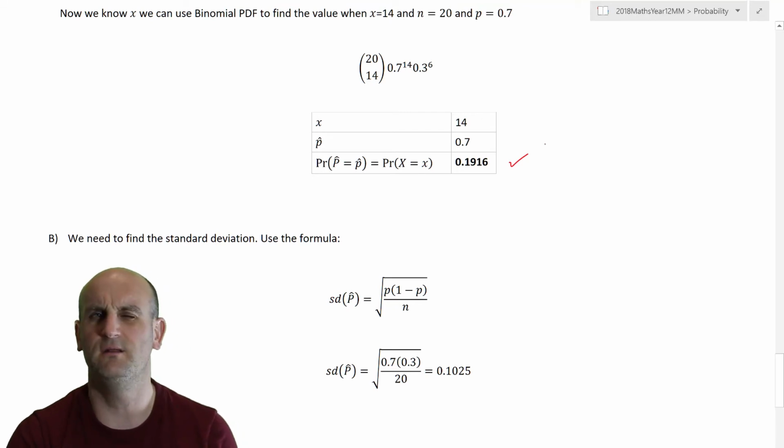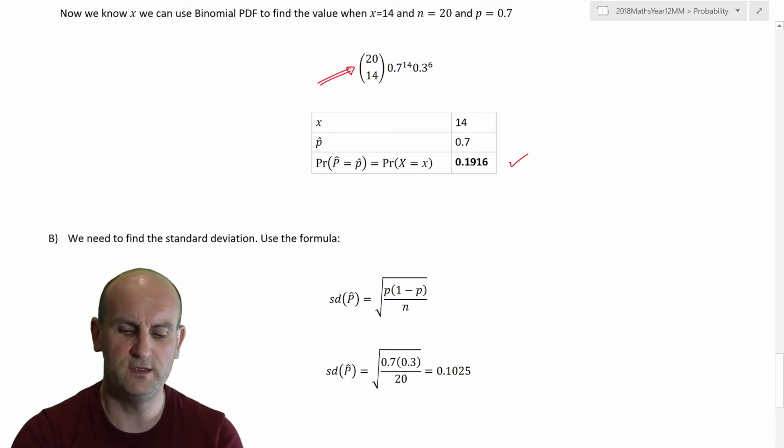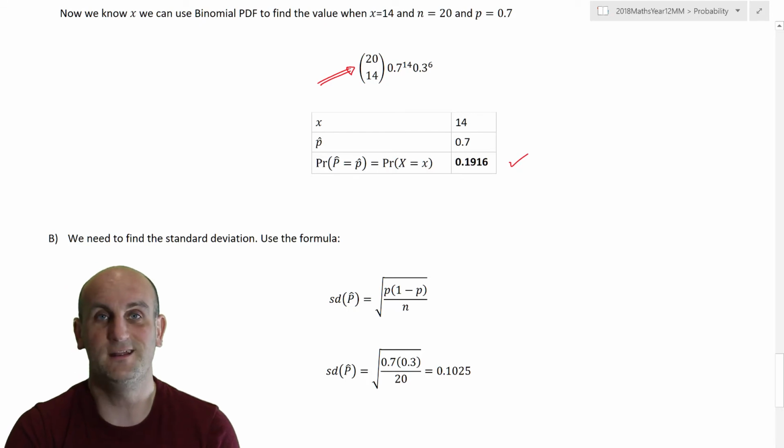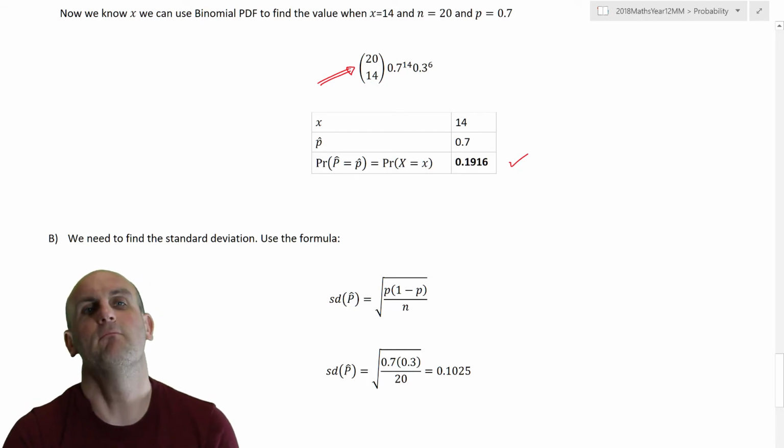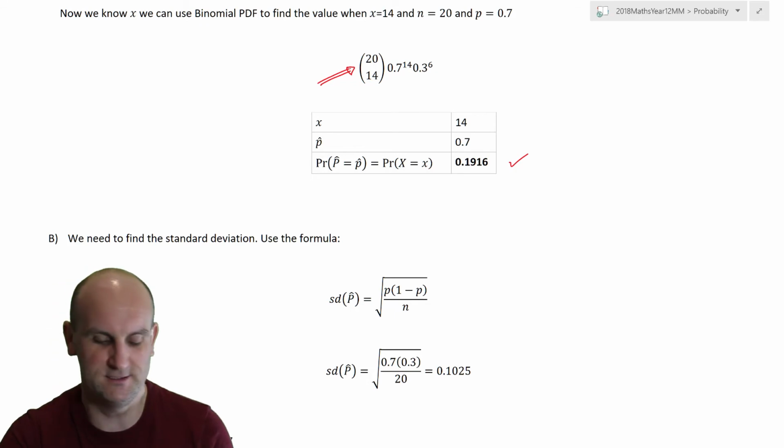Now you're going to say, hold on a moment, that slide seems to suggest that you used the other formula. Absolutely, it still works, but my calculator just makes it a bit quicker to do that.